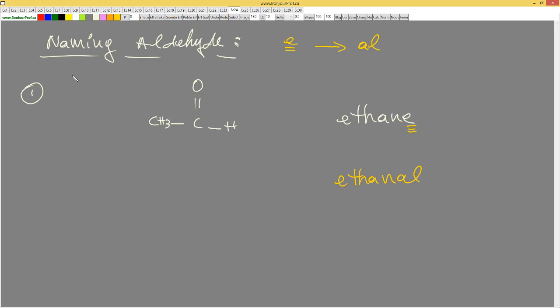Example 2. I have 1 carbon. I have a double bond in here, a hydrogen here, and instead of having something else, I have hydrogen. So this one is 1 carbon. It is methane with an alkane, but what we're going to do is change the E with al. Methanal. Okay.